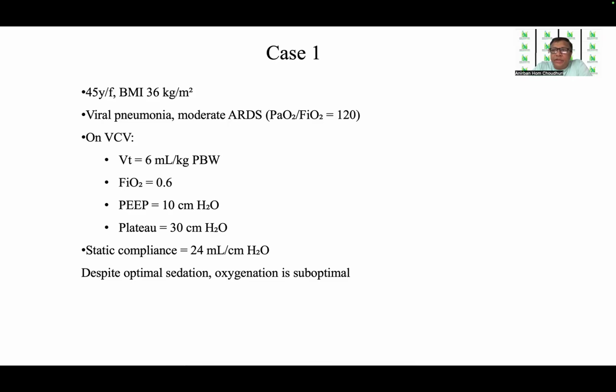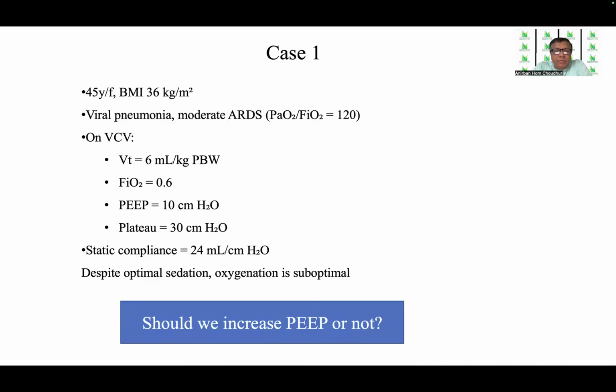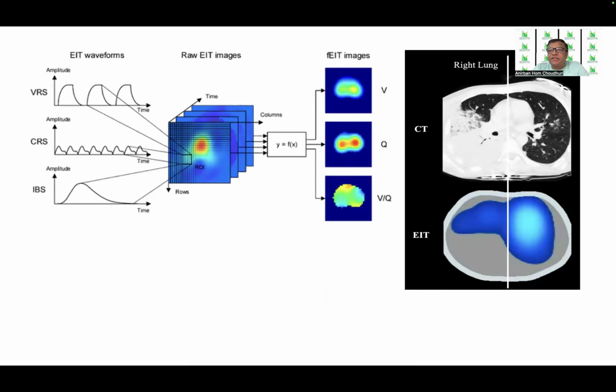So probably we would think about increasing the PEEP, but should we increase the PEEP or not? PEEP titration is based on a lot of factors. And we know that just as an increase in PEEP can cause a recruitment of the collapsed alveoli, it can also cause overdistension of the normal alveoli, which might be harmful. So one such emerging concept to help in the application of PEEP is the electrical impedance tomography.